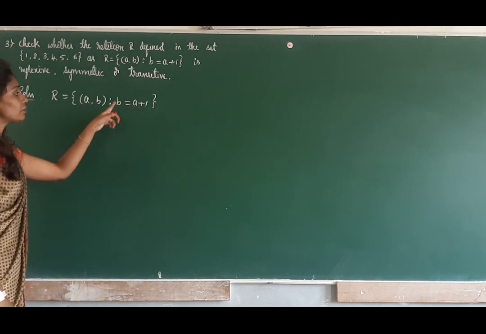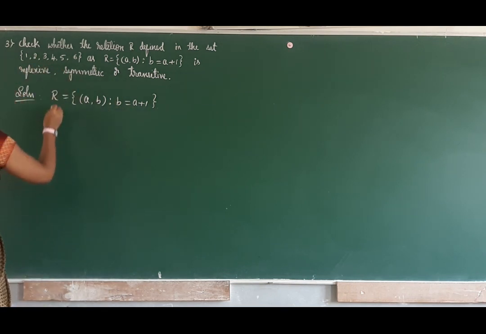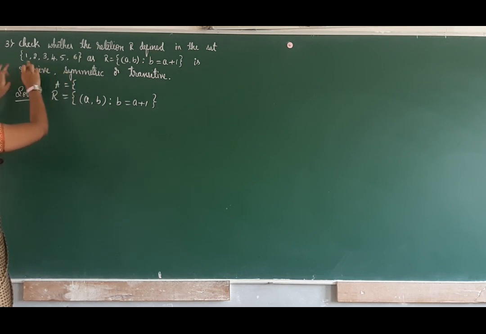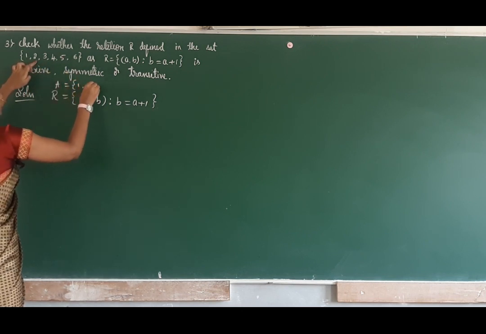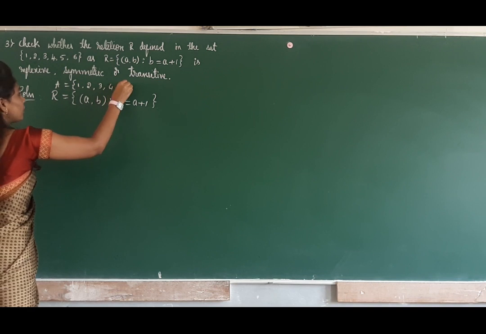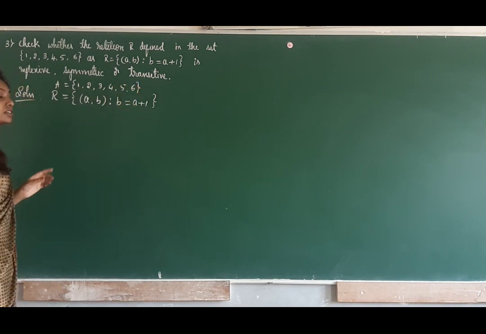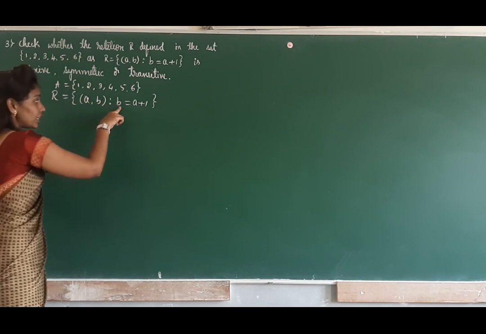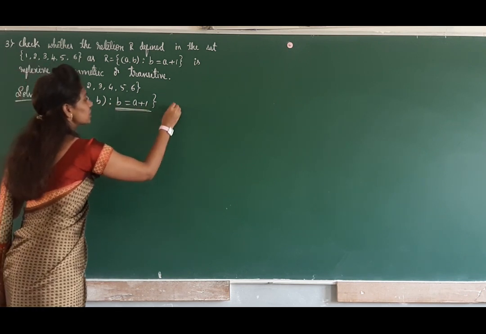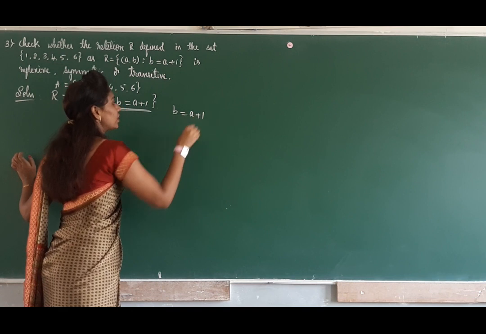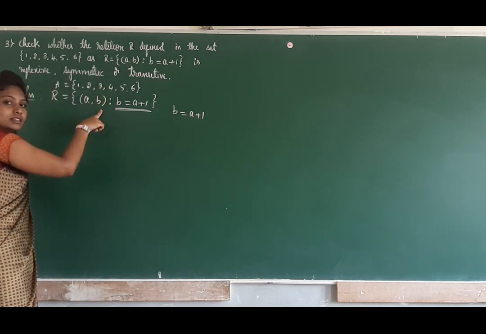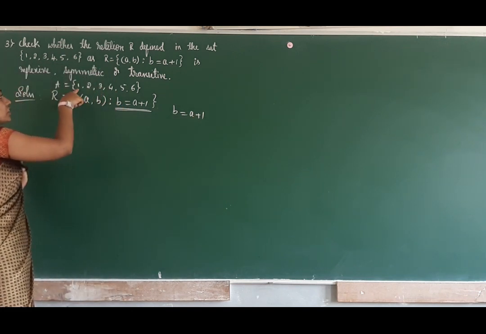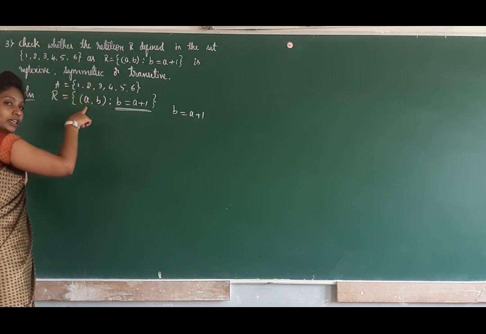For all A and B belonging to the set A, where set A is equal to {1, 2, 3, 4, 5, 6}, natural numbers 1 to 6. Ordered pair elements A, B belong to the set A only. First, the relation is B is equal to A plus 1. A is the first element and B is the second element. First we have to put the elements 1 to 6 in place of A.